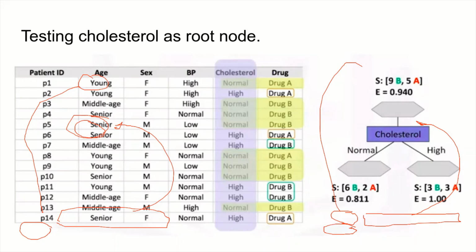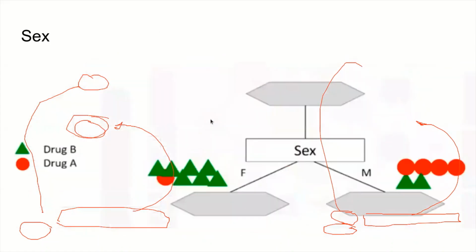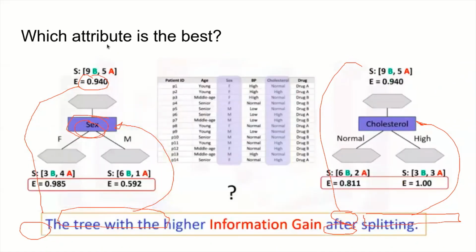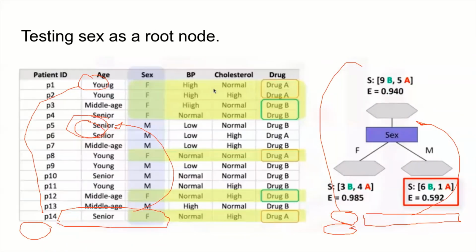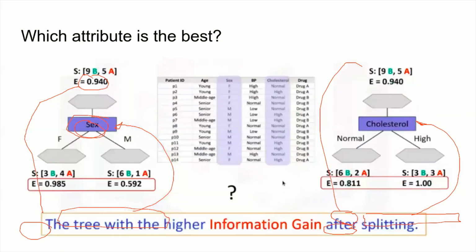Yes. Initially, we want to do this calculation for all of the independent variables. Here, I just made it with sex and cholesterol. Later, you will do it with blood pressure and age, and compute the weighted average entropy for all of them. You will choose as root node the variable that gives you the highest information gain.